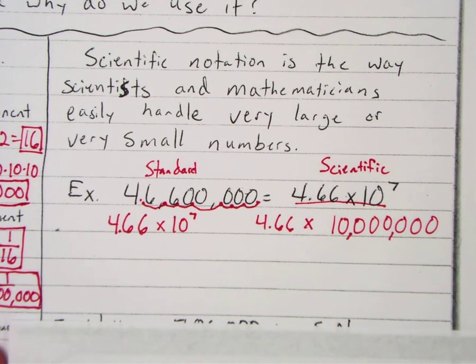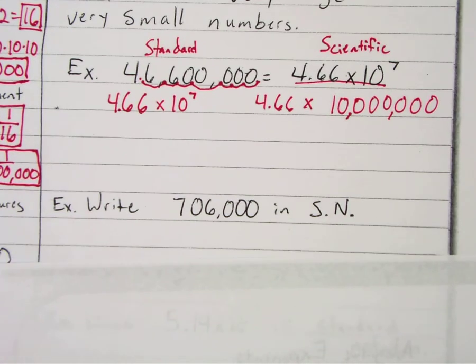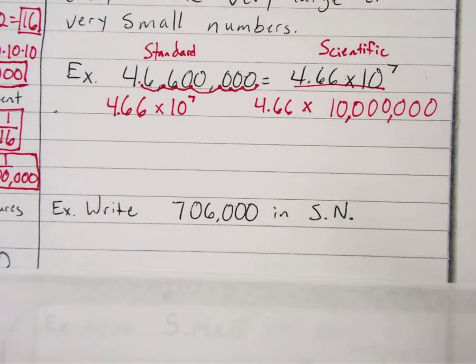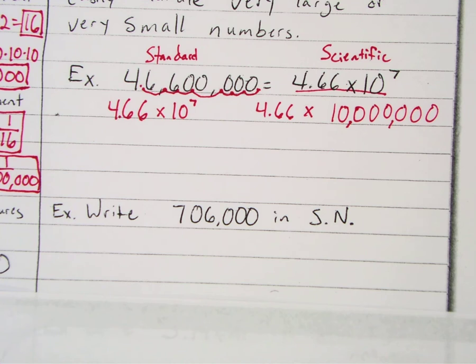It's pretty simple. For our next example, we're going to go ahead and try writing 706,000 in standard notation. So here what I'd like you to do is pause the video.